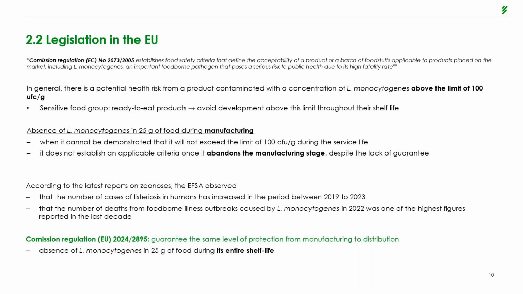This limit has been set for consumers who are, and this is very important, we have to keep in mind that this is for healthy consumers. So this is not for infants or people that have an impaired immune system. For them, it is necessary to check the absence of these bacteria in a 25 gram food sample.